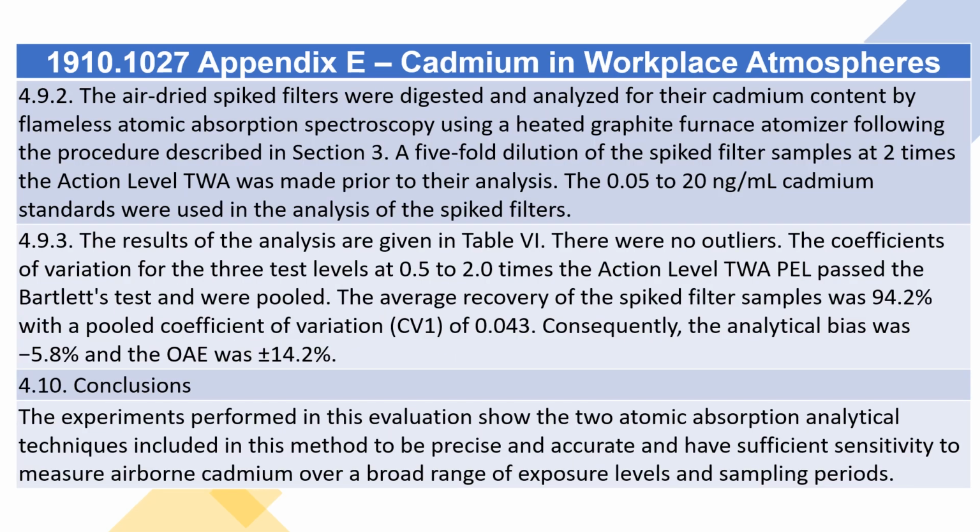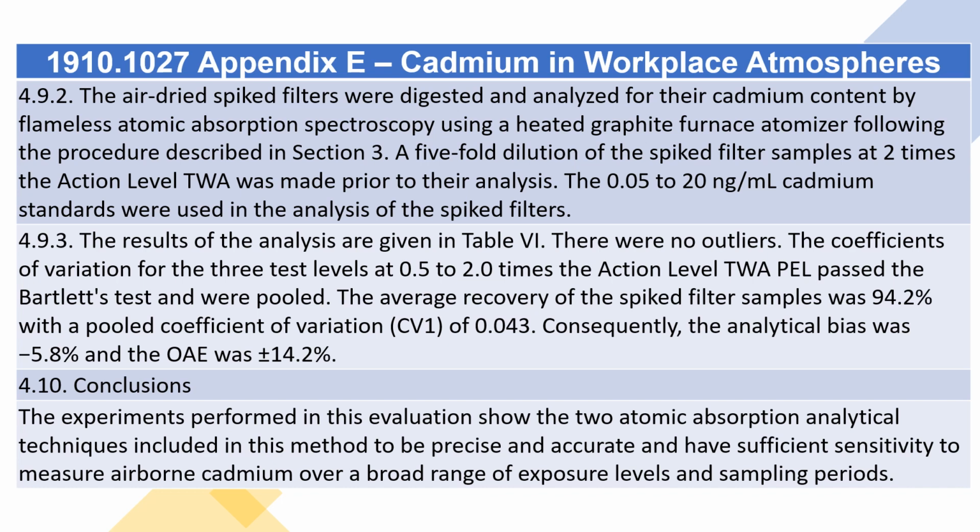4.9.2. The air-dried spiked filters were digested and analyzed for their cadmium content by flameless atomic absorption spectroscopy using a heated graphite furnace atomizer following the procedure described in Section 3. A 5-fold dilution of the spiked filter samples at 2 times the action level TWA was made prior to their analysis. The 0.05 to 20 nanograms per milliliter cadmium standards were used in the analysis of the spiked filters.